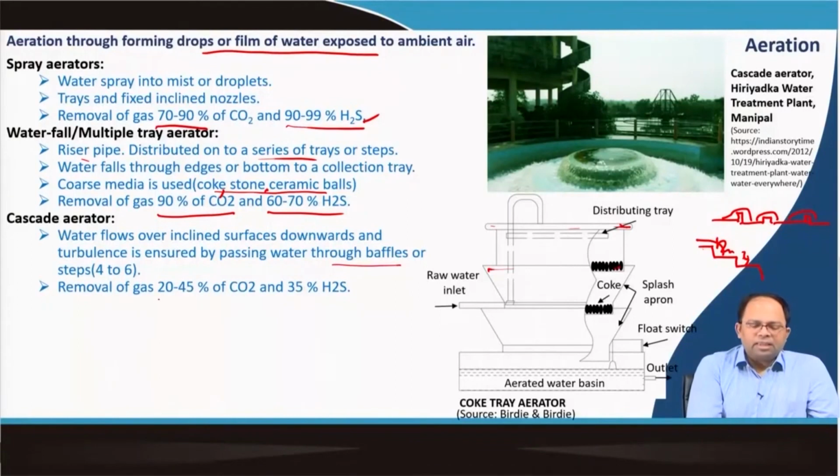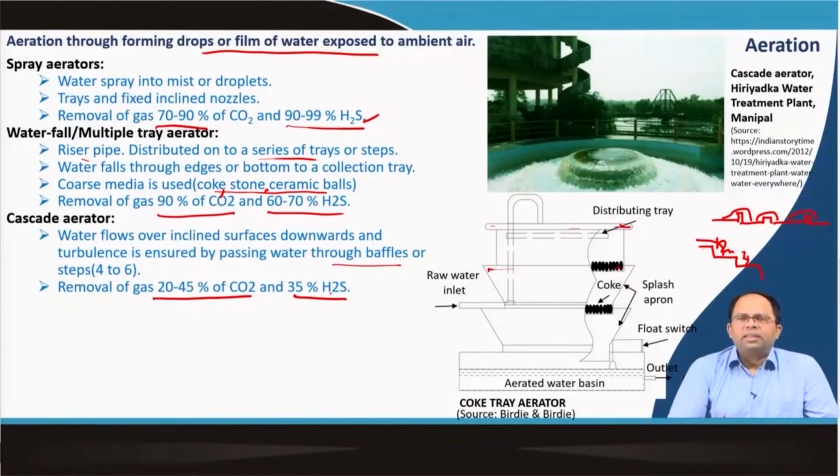So, removal of gas over here is 20 to 45% of CO2 and 35% of H2S. So, its effectiveness is less, but as you can see, it is very easy to construct, as evident from this particular image, where we show a cascade aerator at Hiriyatka water treatment plant in Manipal. Right. So, this is how the water is actually coming down from the top.